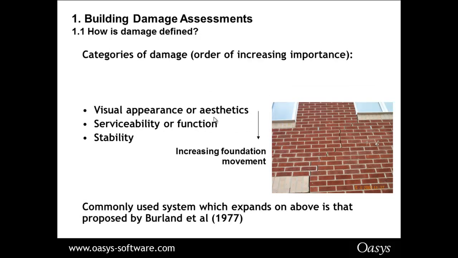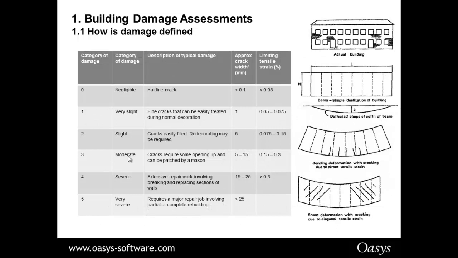To start off with, the building damage assessment looks at a number of categories of damage. So you start off with visual appearance, cracks and aesthetics. It goes on to the serviceability of the function of the building and the stability of the building itself. So Burland proposed a very good category system, and these categories show category of damage from 0, which is negligible, to 5, which is very severe.